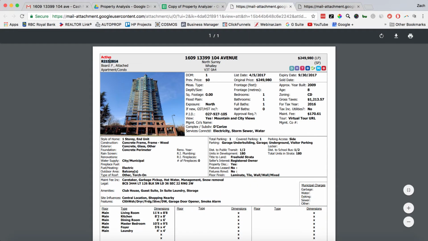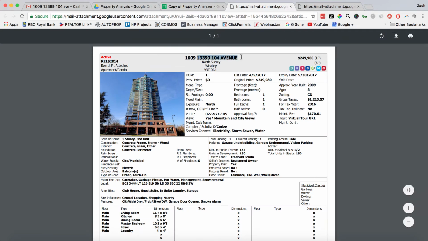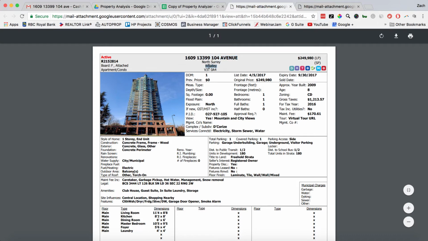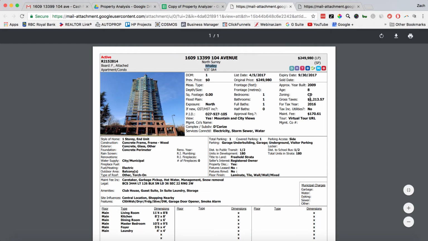So MLS number, address, area. This is in Whalley. This is a concrete condo. It's been on the market for 1 day. The property taxes.